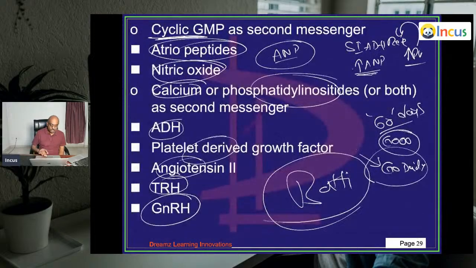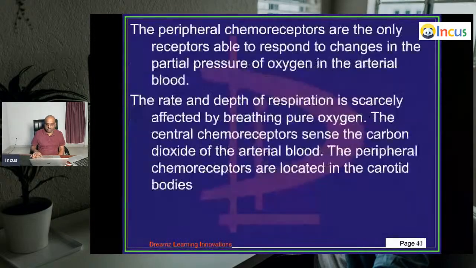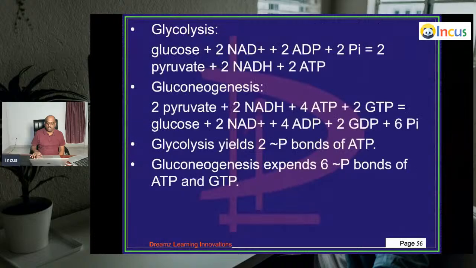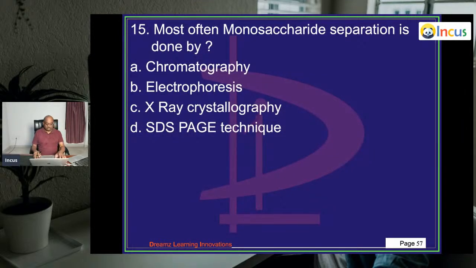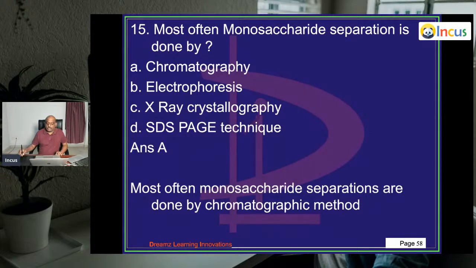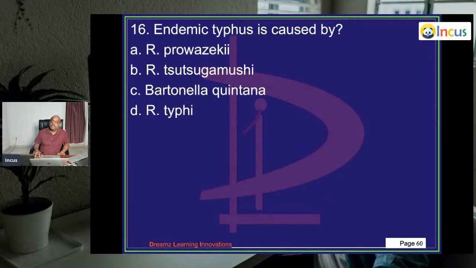So, you should remember that glycolysis yields 2 phosphate bonds of ATP. Gluconeogenesis expends 6 phosphate bonds of the ATP and the GTP. This is what you have to emphatically remember. Most often, monosaccharide separation is done using chromatography, is what you should remember.